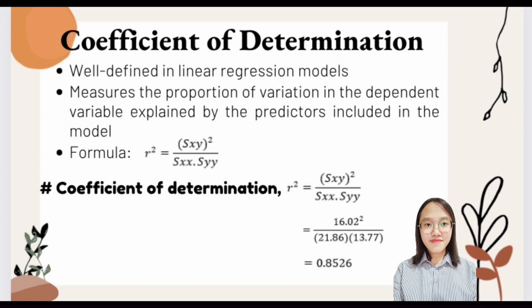From the previous part, we know Sxy is 16.02 and Sxx is 21.86. After that, we calculate Syy, and the result we get for Syy is 13.77. Hence, we can substitute the three values into the formula for the coefficient of determination. Now we know the coefficient of determination for our study is 0.8526. Thank you.